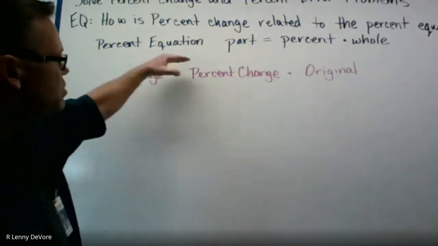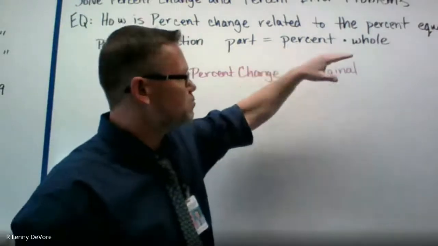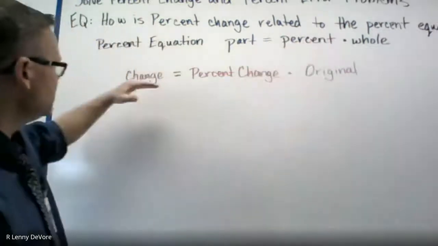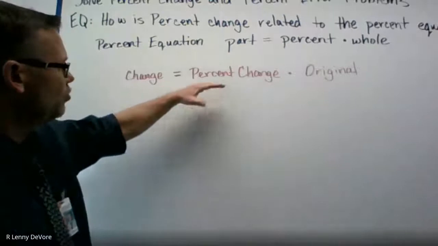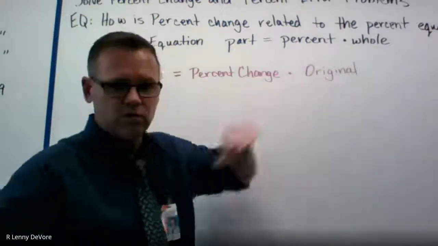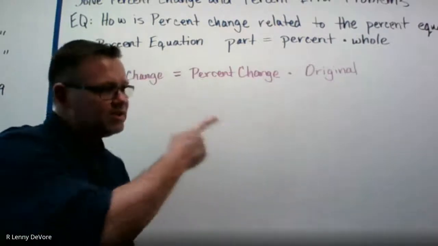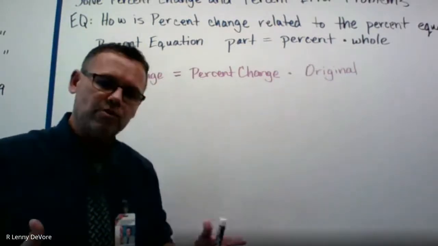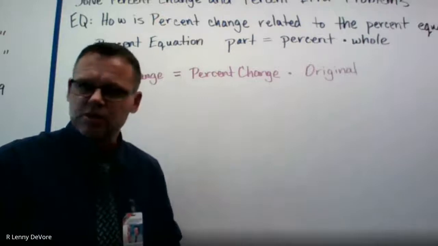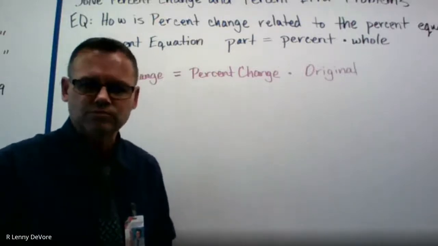So our percent equation is part equals percent multiplied by whole. And then this one is change equals percent change multiplied by the original. So you want these equations written down with examples. Okay, guys, if you don't write them down, if you don't understand the examples, ask me in class and I'll explain in more detail. All right.